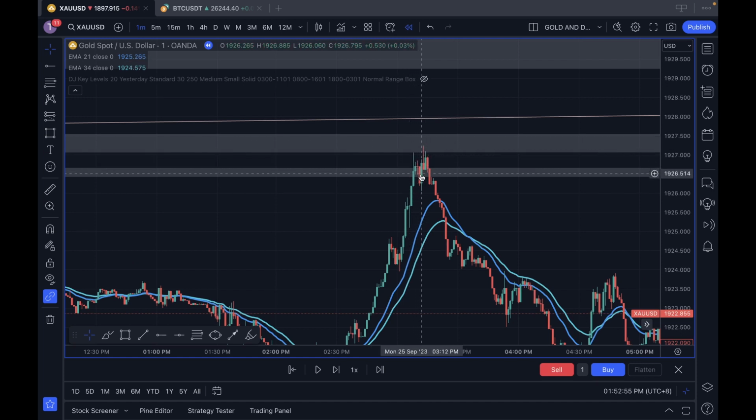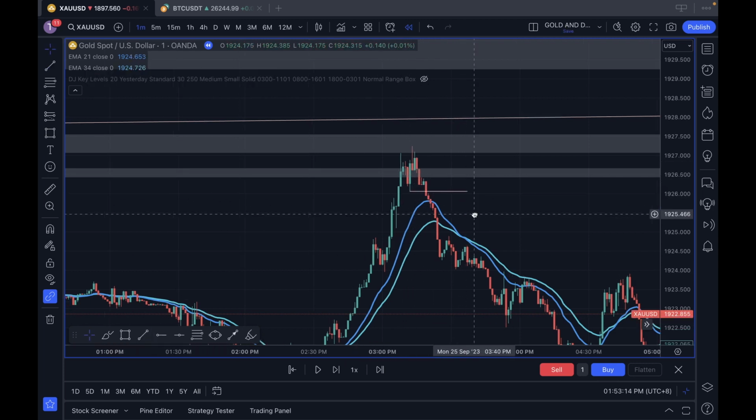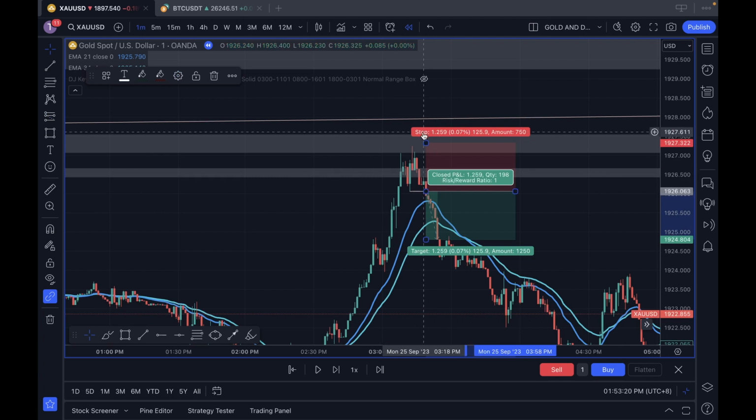As you can see, price was tapping into the M15 FVG and had some reaction, and then eventually price starts to come back down. And as you can see in this M1 chart, once price broke this M1 support low over here, this was my entry. There we go. This was my entry.